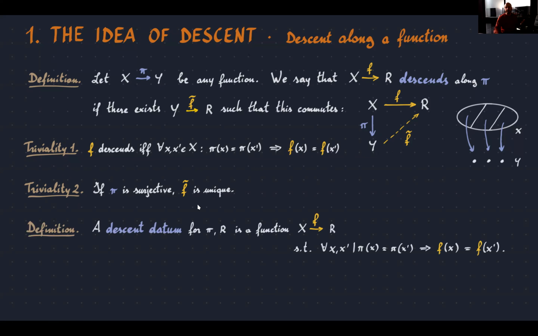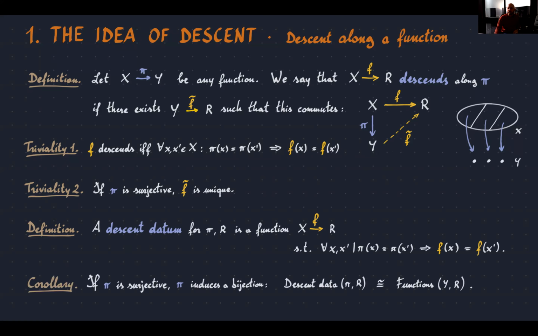But now, if it is surjective, then what is a descent datum? Kind of the only thing it could be, it's a function that's constant within the fiber of pi. And then we say that if pi is surjective, there's again a bijection between the set of descent data and functions here.